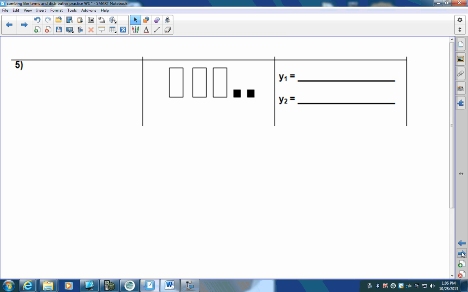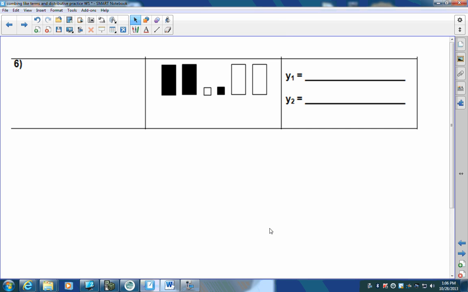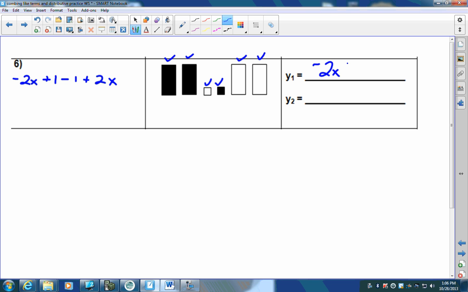Let's look at number 6. Here's number 6. It gives me my tiles. So let's write what we see. I have two negative x's, so it's negative 2x. I have a positive 1 and a negative 1. And I have two positive x's. All right, well, that's my unsimplified version, so that's what goes into y1.